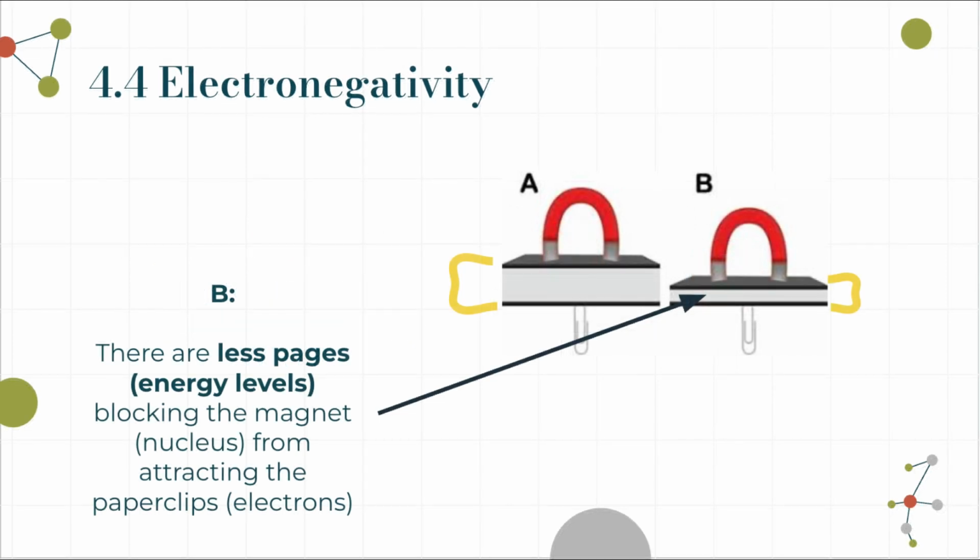Why? Well, because in diagram A, there's a weaker attraction because the energy levels, like pages, block more of the magnet from attracting the paperclip. In diagram B, the thickness of the book decreases, which means the magnet can attract the paperclip more effectively. In the same way this concept applies for books, magnets, and paperclips, energy levels can impede the nucleus's ability to attract electrons.